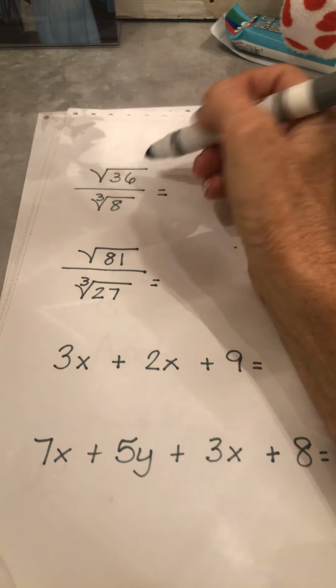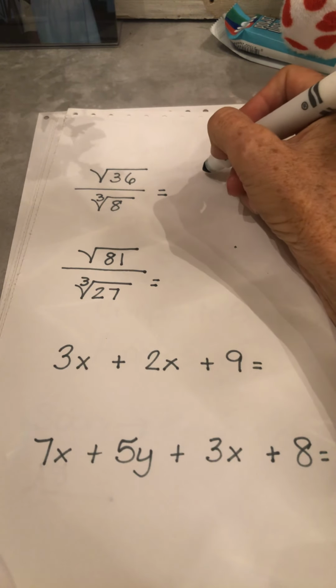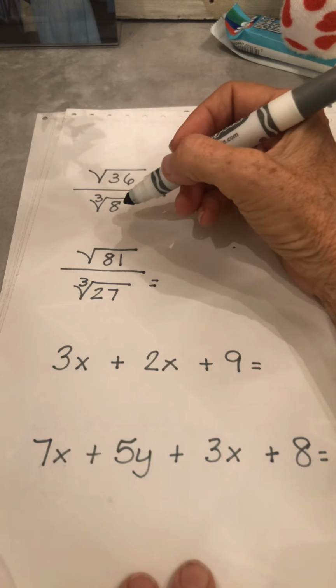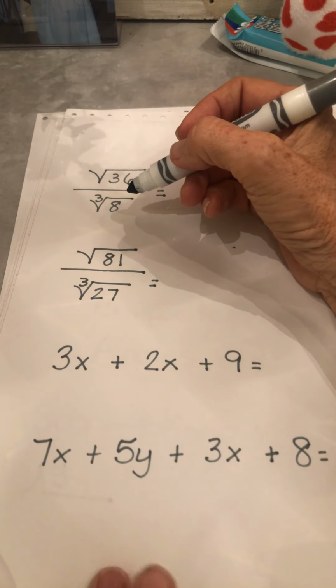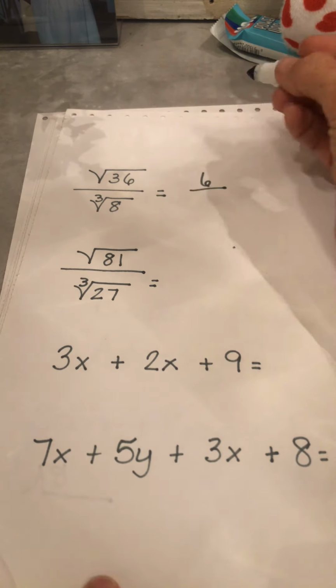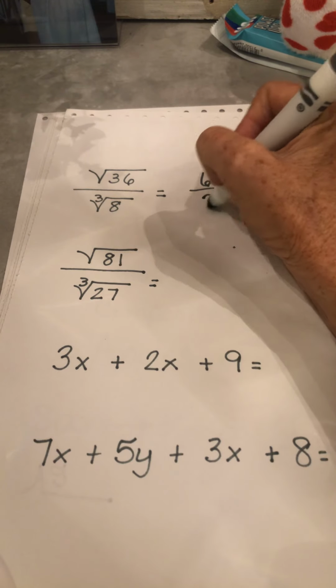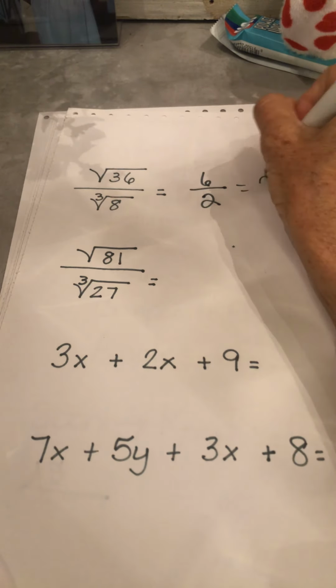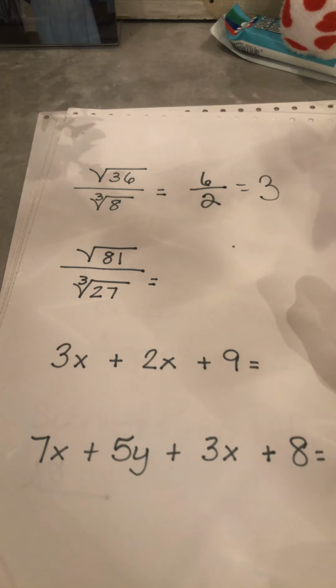Right here we have the square root of 36, and that is 6, because 6 times 6 is 36. We just did this one on the other page. What times what times what gives you 8, where the numbers are the same, and the answer is 2. So now I have 6 over 2. How many times will 2 go into 6? It'll go in there 3 times, so my answer would have been 3 on this one.